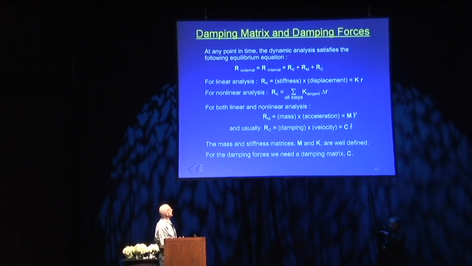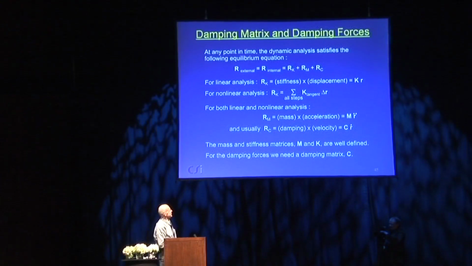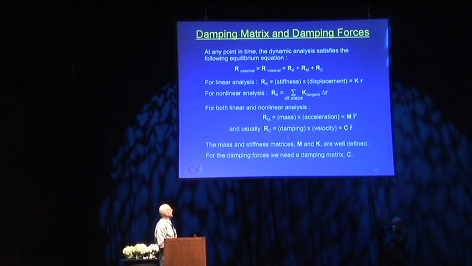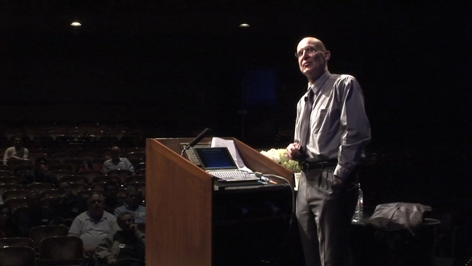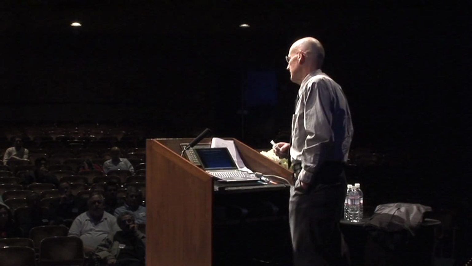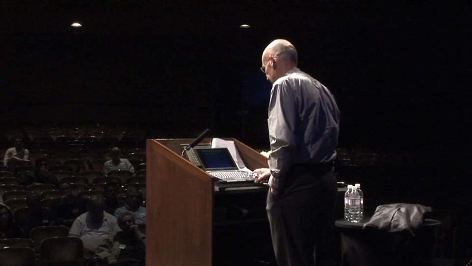For both linear and nonlinear analysis, the inertia forces are mass times acceleration. Those are the same, and that's pretty easy to calculate. And the damping forces are the damping matrix times velocity, or C times r dot. M and K are well defined. The big issue here is we need to get damping forces, so we need a damping matrix C. And how are we going to do that?